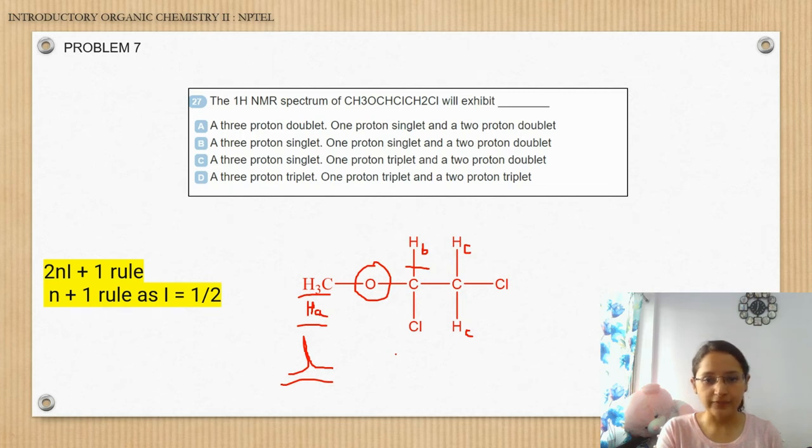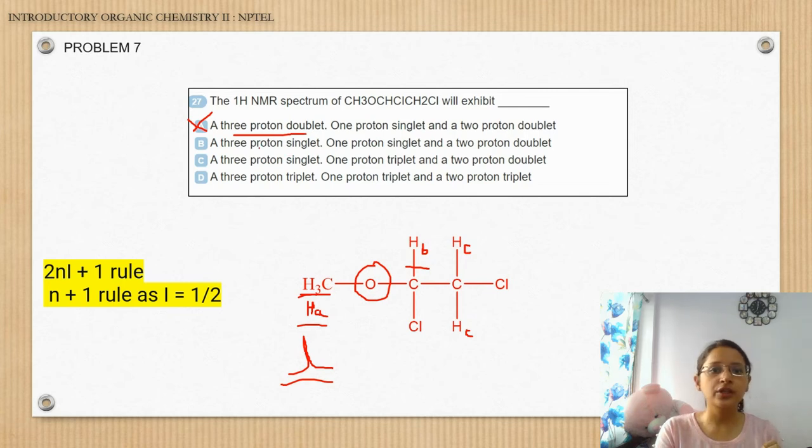Yes. Okay. So the first option given is a three proton doublet. It is not the case here, right? We are not going to get a three proton doublet anywhere because there is no hydrogen present on this particular oxygen. So it is not the correct option, as we can see from the first thing, that it is not going to give a doublet.